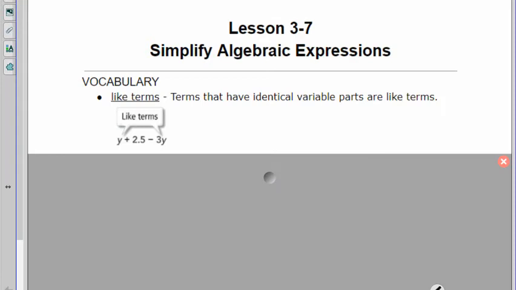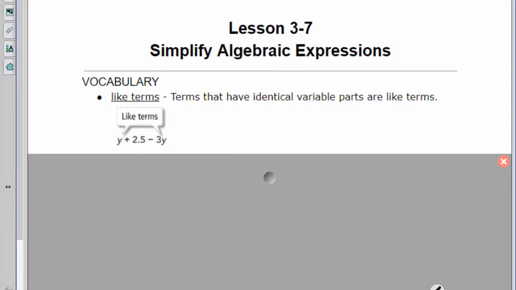Welcome to lesson 3-7. That's topic 3, lesson 7. We'll be simplifying algebraic expressions today. Remember, expressions don't have equal signs. They're number sentences without equal signs. And algebraic just means it has a variable, a letter standing for some unknown quantity. And today, as we simplify, we'll be combining what are called like terms.